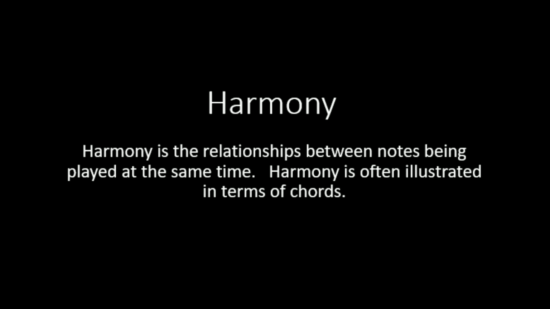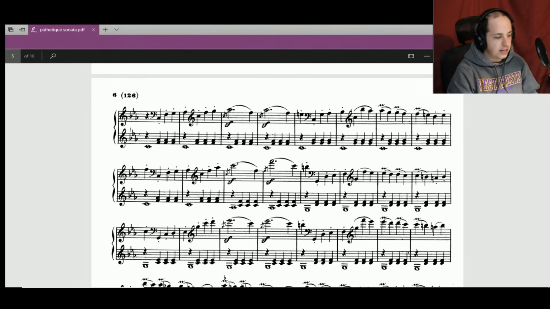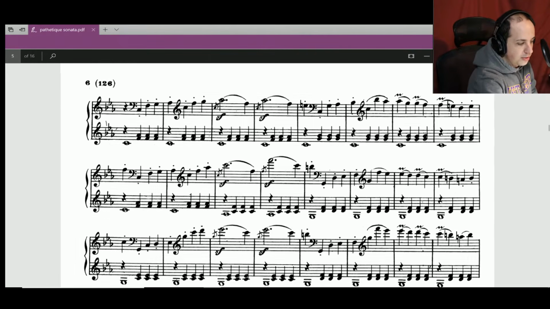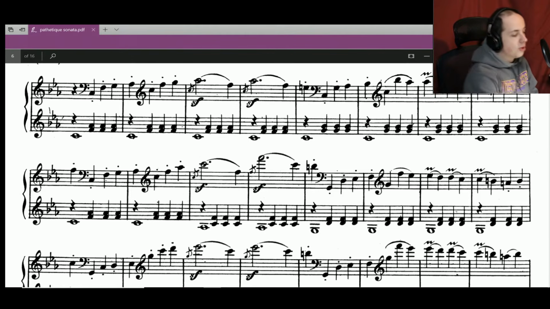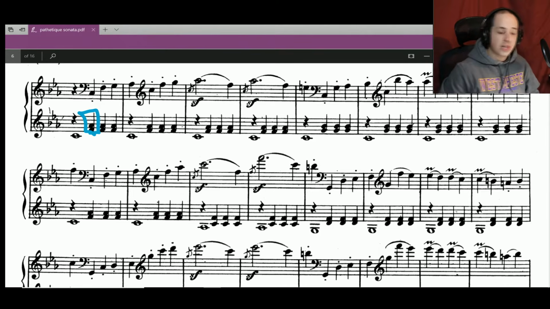Okay, harmony. Harmony is the relationship of notes being played at the same time, as I mentioned. We're actually going to take a look at a specific example. Harmony is often illustrated in terms of chords. So let's take a look here at an example that we have. So we have these notes being played at the same time. Let me get this a little larger so we can see what is happening. So over here, we have like an F and an A being played at the same time. So right away, if it's being played at the same time, you know that that's a harmony.